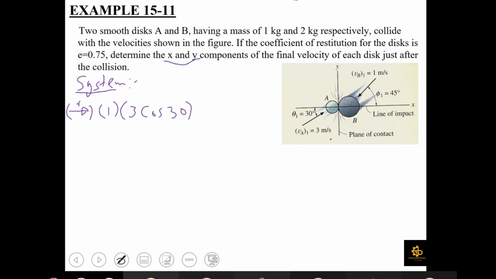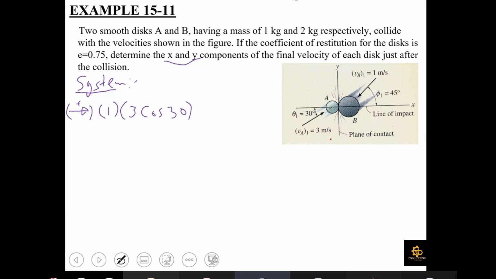The mass of particle A is 1 kg. The velocity component of particle A along the line of impact is 3 cos of 30. So the momentum is going to be 1 into 3 cos 30, isn't it? Yes, sir. Okay, what about the momentum of particle B along the line of impact before collision?